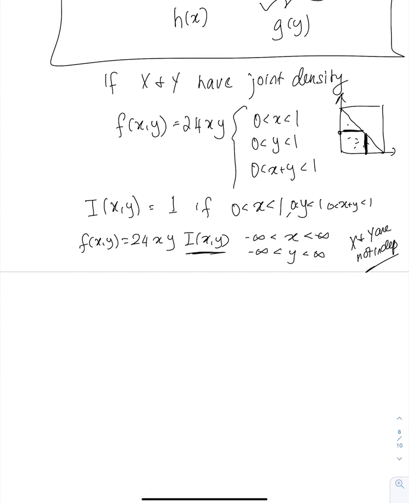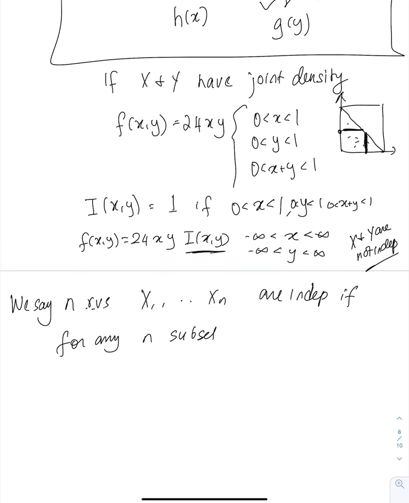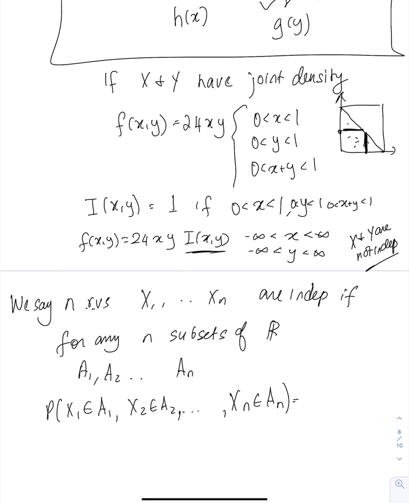Okay, now let's just talk about generality. Suppose you have n random variables, x1 through xn. We say n random variables x1 through xn are independent if for any n subsets of the real line A1 through An, the probability of x1 in A1 intersect x2 in A2 ... intersect xn in An is the product of the probabilities.